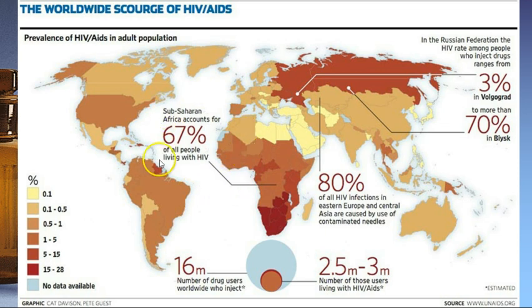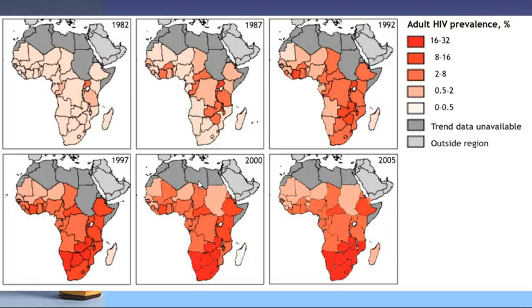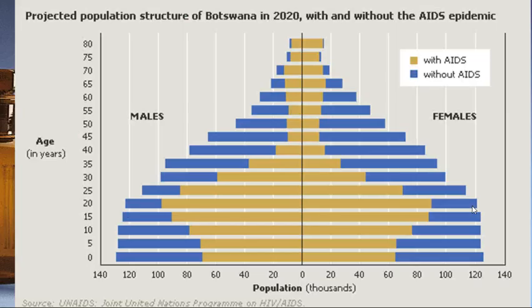Okay, and then when we look at sub-Saharan Africa, those cases account for two-thirds of all of the cases in the world, right? And so the people that are suffering from AIDS most are going to be in sub-Saharan Africa, and you can see that the percentages are crazy high, right? So in South Africa, the southern portion of Africa, you're talking about up to one-third of the population actually has HIV. And this is the projected population structure of Botswana in 2020, which is right around the corner, with and without the AIDS epidemic.